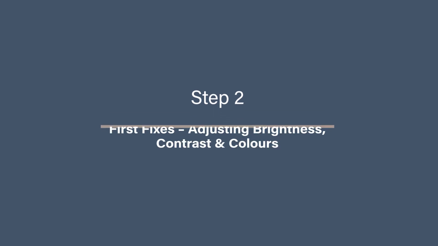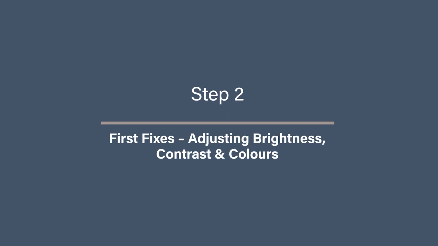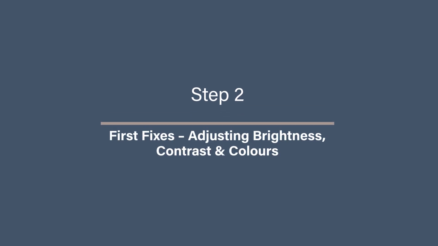Step 2. First fix is adjusting brightness, contrast and colors. Now you've got your digital scan, let's start fixing the most obvious issues: fading, discoloration and loss of contrast. You don't need expensive software for this. Free tools like Snapseed for your mobile or GIMP for your desktop can do an amazing job.